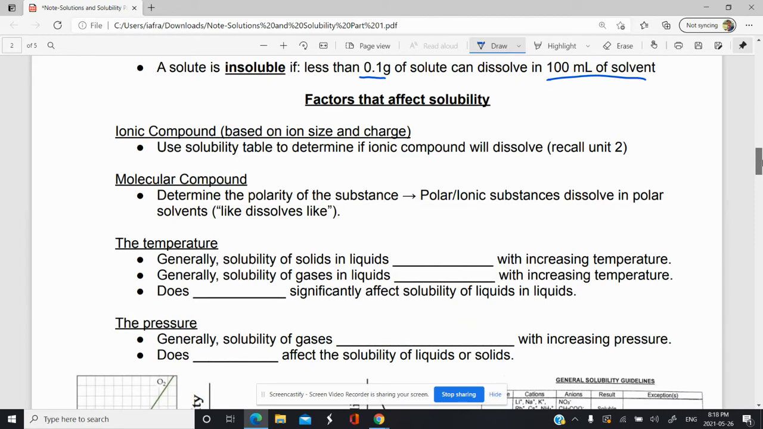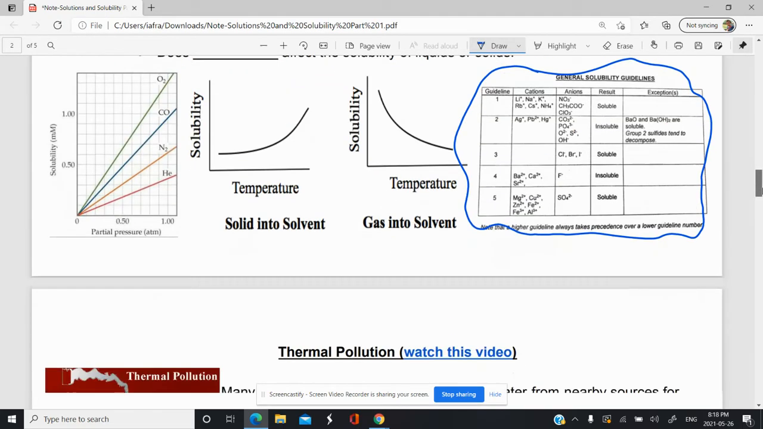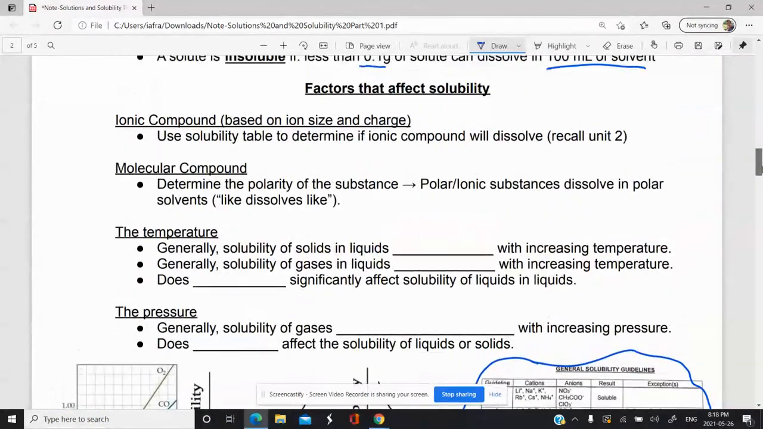And so to determine solubility of ionic compounds, you have to take a look at the solubility chart that we saw back in Unit 2. And that solubility chart is all based on the ion size and ion charges. We explained that in the previous video, and you can go take a look at that in the slide deck as well. Now, molecular compounds, how do you determine their solubility?